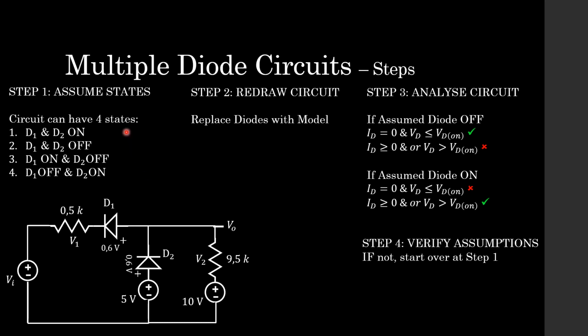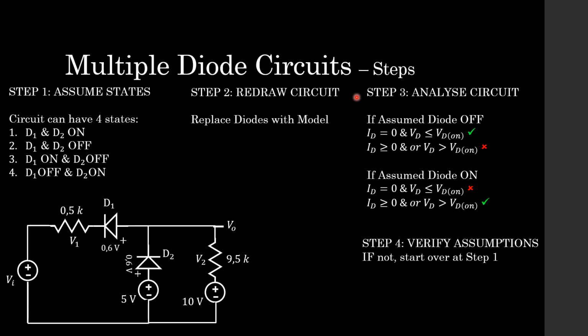So once you've made an assumption to select which state you'll be analyzing the circuit in, the next step is to go ahead and redraw your circuit. And when you redraw your circuit, you simply replace all your diodes with the model based on the assumption you made. And of course, you need to then label your circuit so that you have all the currents and all the voltages looking nice and neat for you to make sense of what's going on. Because that leads us to step 3, students, which is where you actually perform the circuit analysis.